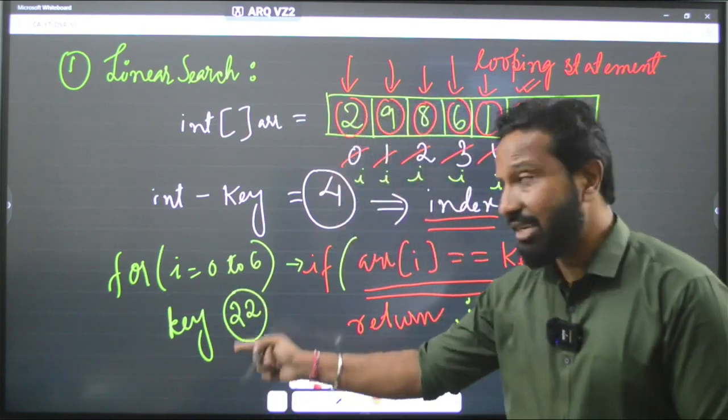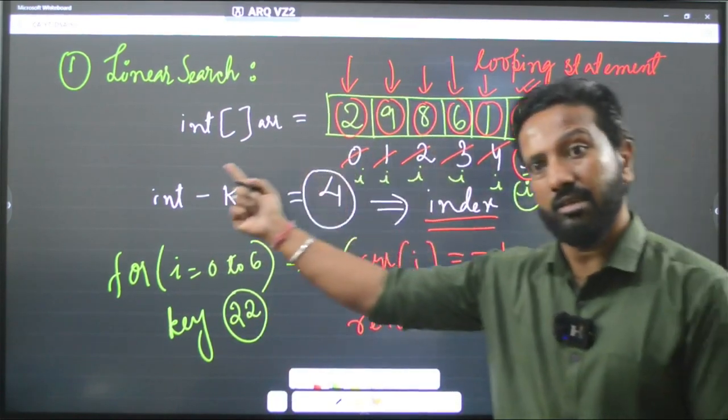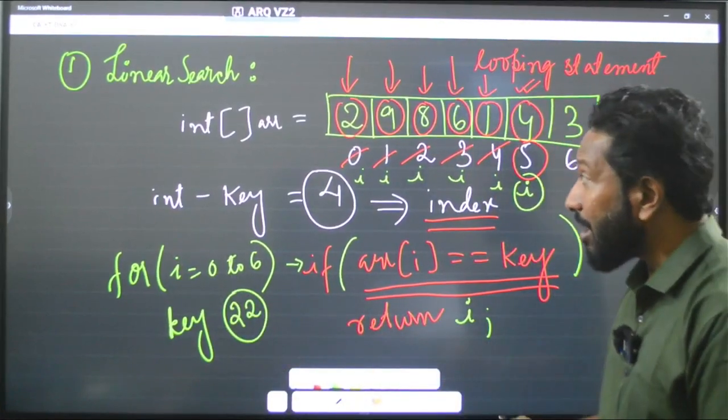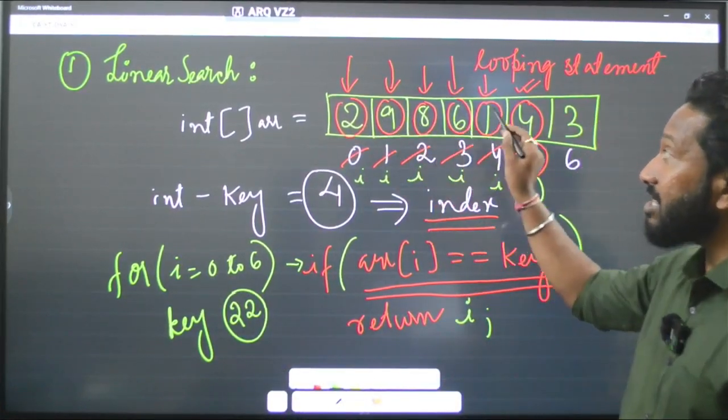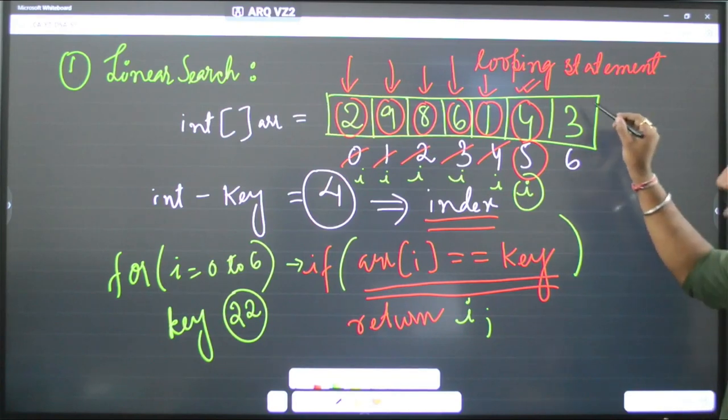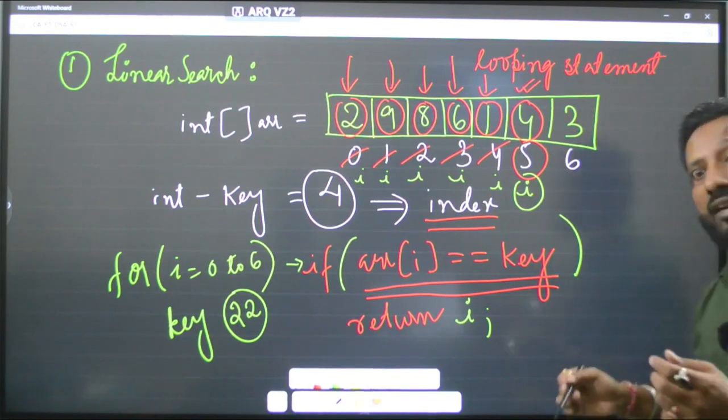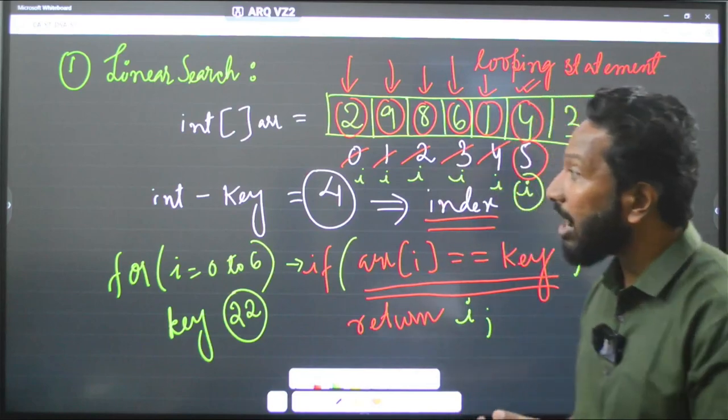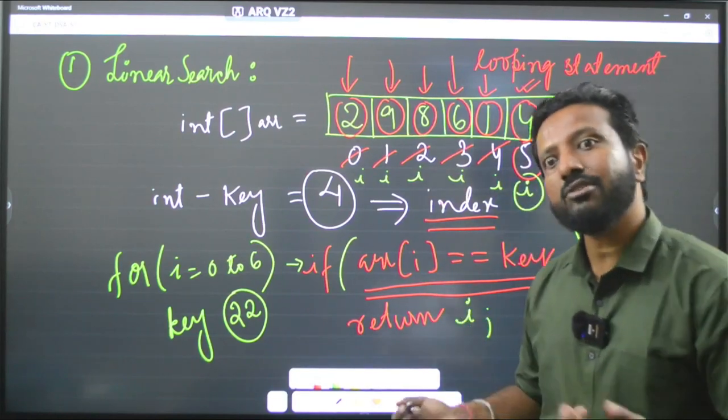This key obviously is not present in the array. Make sense? So what will happen? It will traverse. Here also it will traverse. After that, it will see that, oh, I did not find the key. Now what should I return?